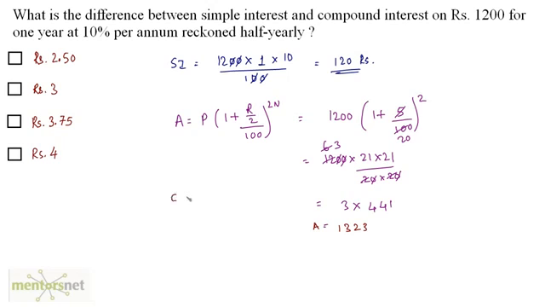So compound interest is equal to amount minus principal, and that's 1323 minus 1200, which equals 123. So the difference is 123 minus 120, right? So the difference is 3. So option B is the correct answer.